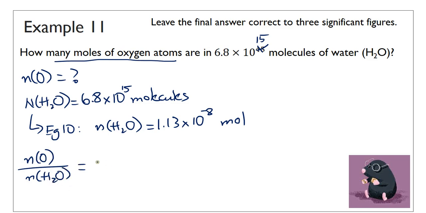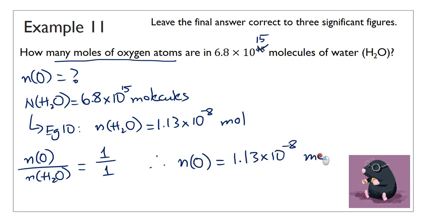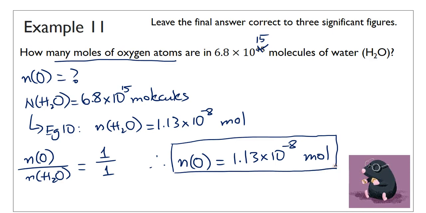If you look at the subscript, for every water molecule, I only need one oxygen atom, which means that the number of mole of these two are actually equal to each other. So I can just write the number of mole of oxygen equals 1.13 times 10 to the negative 8 mole. I can't talk and draw a box at the same time apparently. The number of mole of oxygen would equal the number of mole of water in this case.